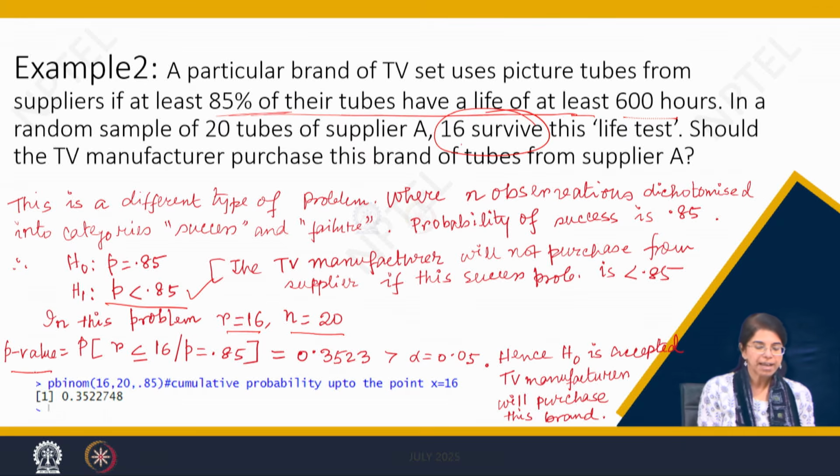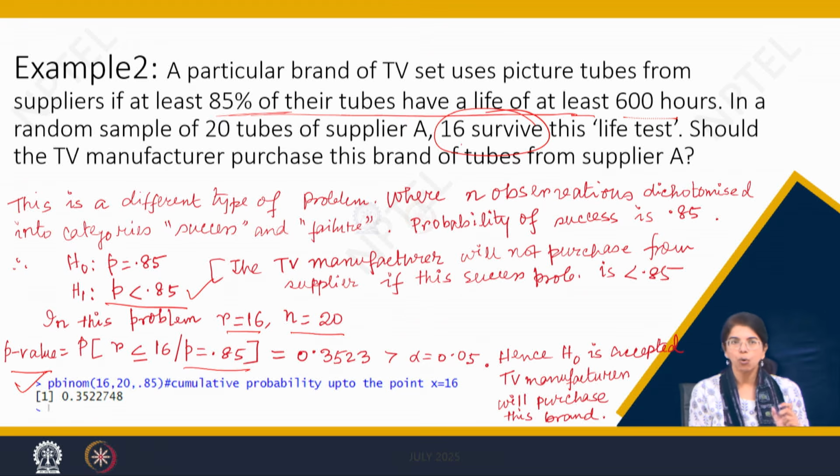So, what is the p value? P value is the probability R less than or equal to 16 when the null hypothesis is true. Null hypothesis is true means p is equal to 0.85, and using the binomial function in R, you can write pbinom(16, 20, 0.85). 16 means number of successes, this is the first argument. The second argument, number of trials, is 20, and the probability is 0.85 under the null hypothesis.